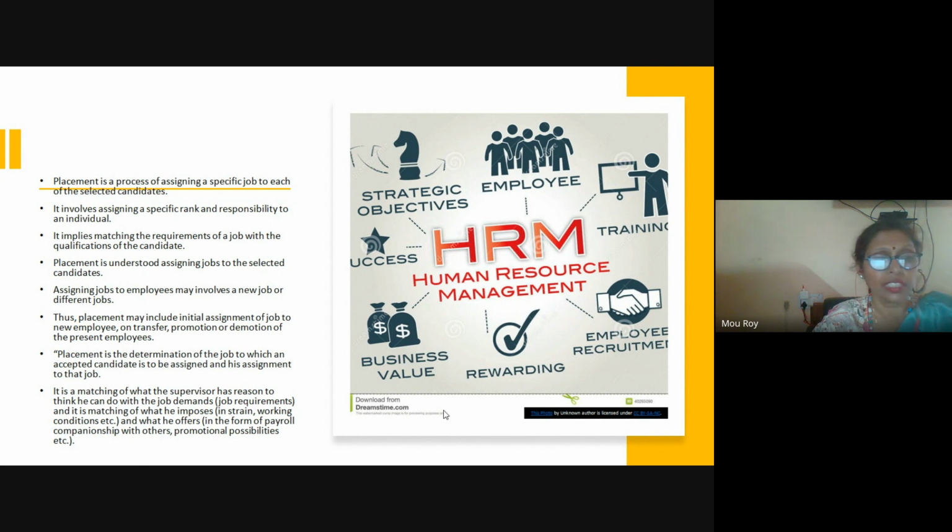So both recruitment and the selection process are followed by induction and placement, which are a very integral process in the organizations. The first thing is to attract and hire the most qualified candidates to ensure smooth integration into the organization. This process also plays a very important role in building a talented and motivated workforce that can drive organizational success. Especially when we talk about placement, it is the determination of the job to which an accepted candidate is to be assigned, and his assignment to that job.